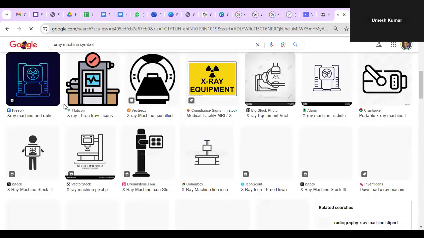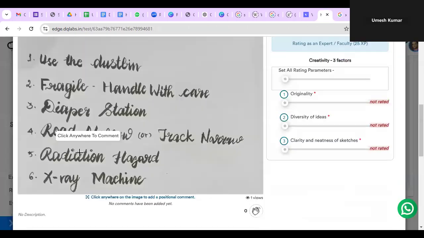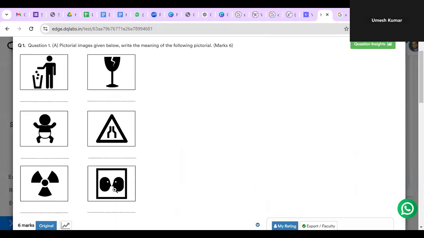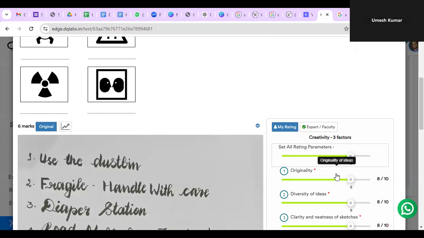I really do not know the X-ray machine. X-ray is that kind, that is X-ray or radiation hazard. Okay. But this X-ray machine, I really doubt. I'm not very sure about that. Okay, sir. Okay.